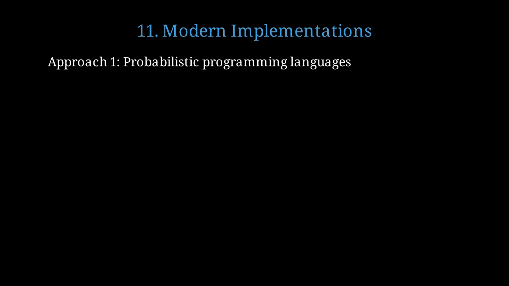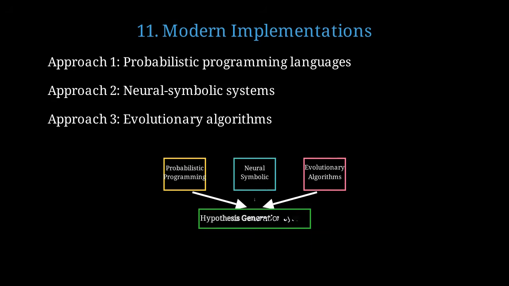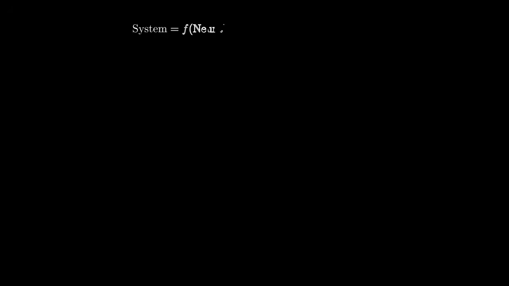Let's look at how modern systems implement computational abduction. Probabilistic programming languages, like Church and WebPPL, provide frameworks for abductive inference. Neuro-symbolic systems combine deep learning's pattern recognition with symbolic reasoning's interpretability. Evolutionary algorithms generate and test hypotheses through mutation and selection over generations. These three modern approaches converge into integrated systems that leverage the strengths of each method. Modern systems combine neural, symbolic, and evolutionary components through weighted integration functions.